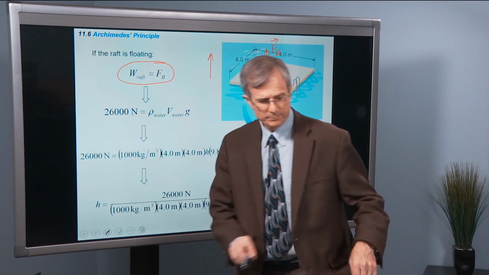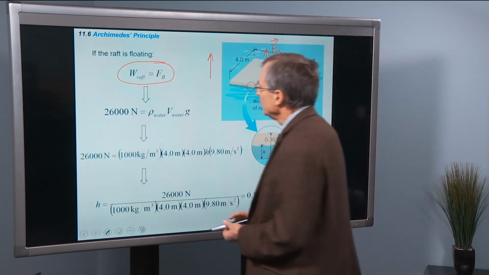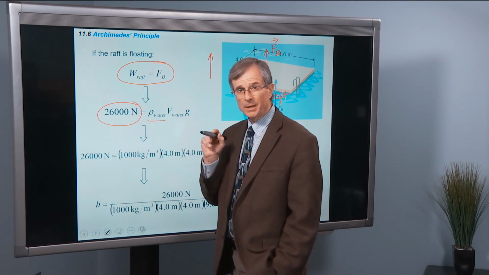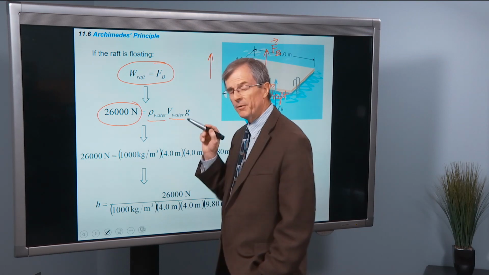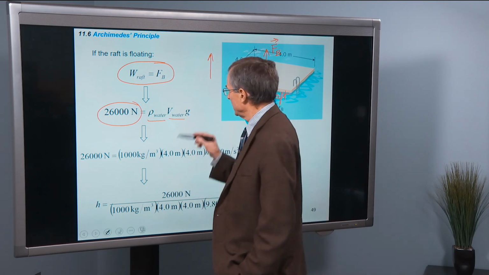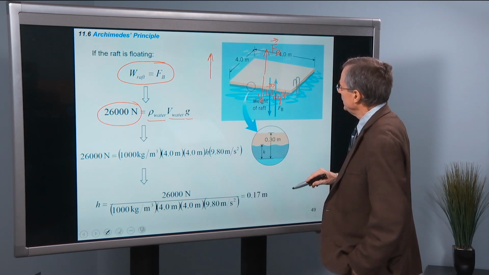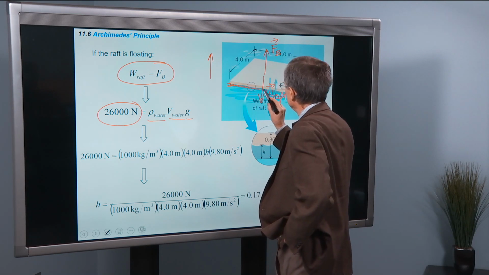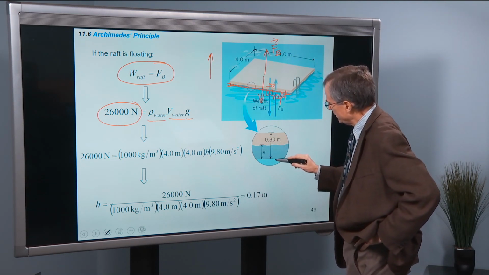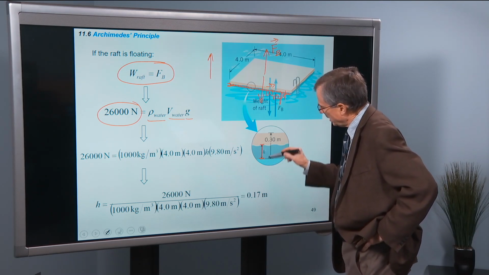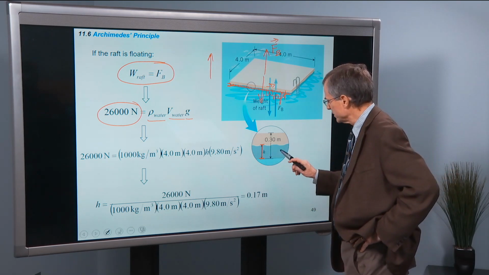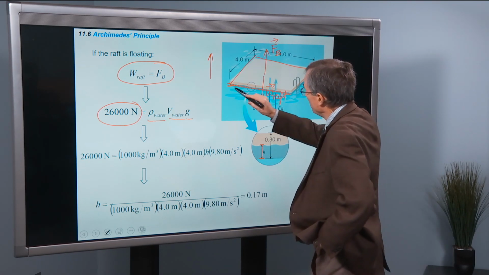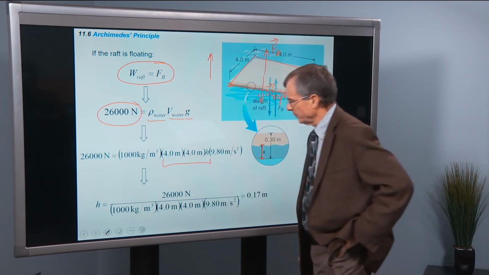So we know that the weight of the raft is 2,600 newtons. And the buoyant force is going to be the mass density of the water times the volume of the water displaced by the raft times g. Well, what is that volume going to be? It's going to be the volume of this piece here, shown in blow up right here. Some height h of the raft is below, some thickness of the raft is below the surface of the water. So the volume of that is going to be 4 meters by 4 meters by h. So there's the volume of the water displaced.